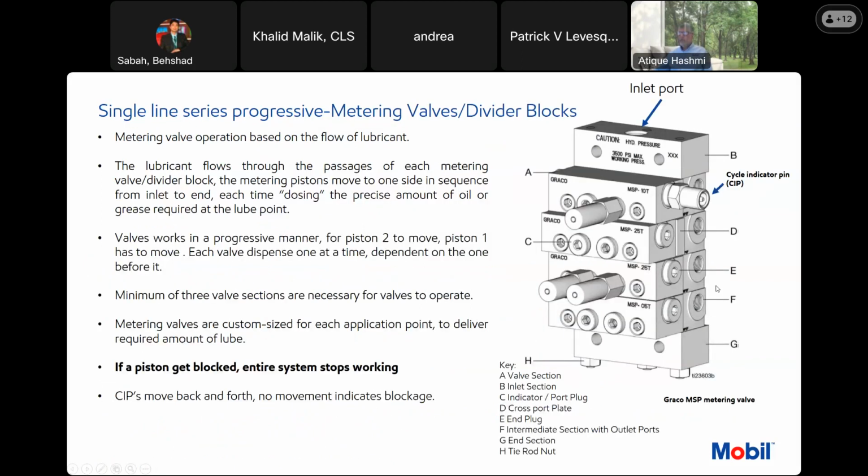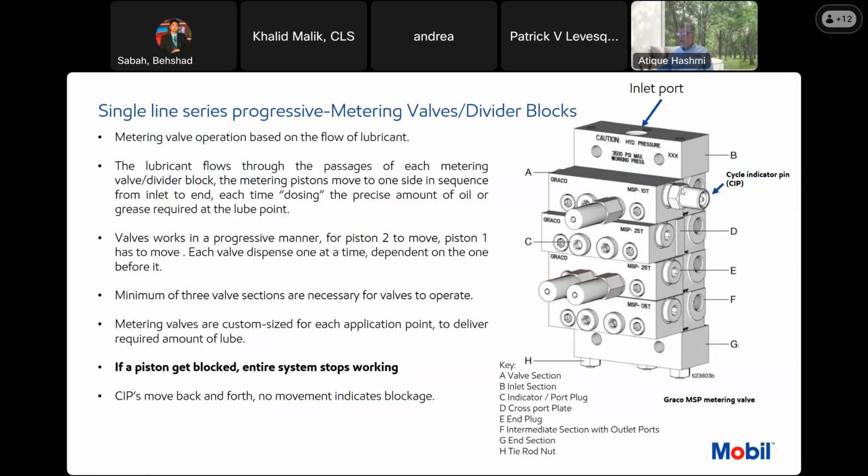Okay, single line series progressive metering valve, divider block, you name it. Before I start, you can see this is a Graco metering valve, and it has different numbers: MSP 10T, MSP 25T, and 05T. And Lincoln would have the same: 5S, 5T, 10T, 25T.